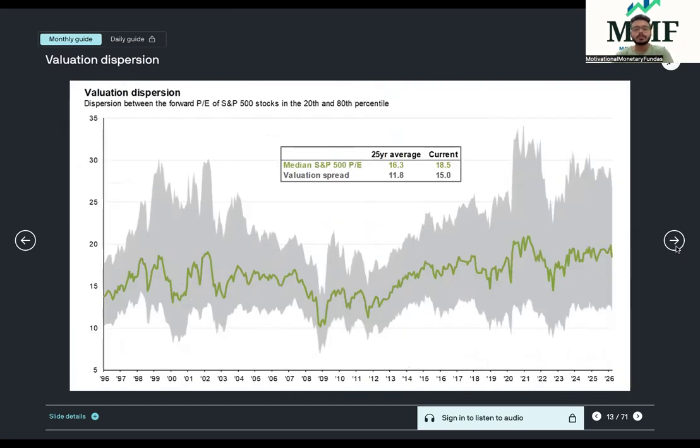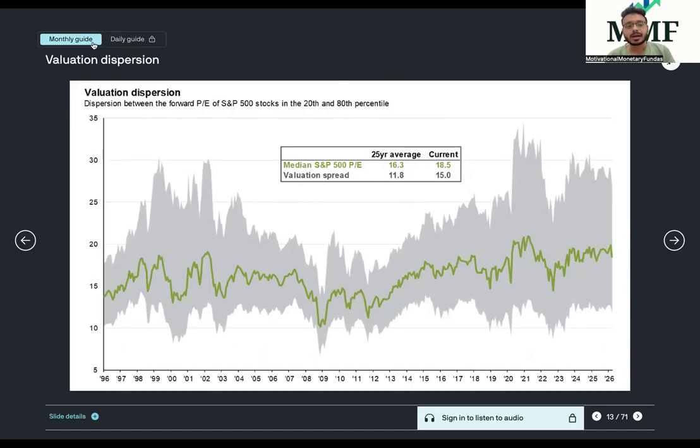The next slide, if I go on, is again a very important slide. The median S&P 500 25-year average has been 16.3. Again, it is not average, it is median. I've told you the difference between median and average always. Focus upon the median price to earning multiple. The current stands at 18.5. The valuation spread was 11.8 and the current valuation spread is 15.